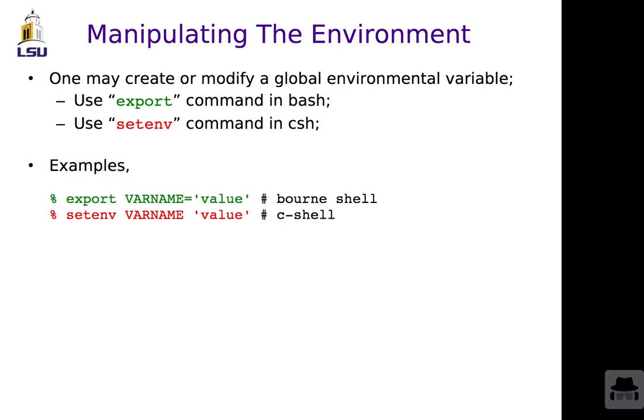Okay, manipulating the environment. In Bash, if you wanted to set an environmental variable that is persistent throughout your terminal session, you can use the export command. In C shell, it's setenv. This is just an example. So you just do export, whatever your variable name is, and then the value. C shell is the example in red. And again, this will persist for the entirety of your interactive session. When you close out the shell or the terminal, they don't persist, they go away.